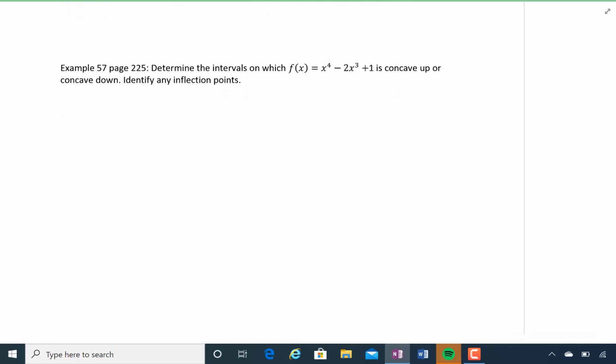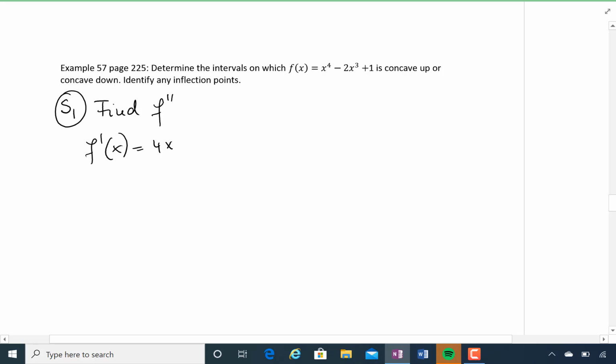Determine the intervals on which f of x equals x to the fourth minus 2x to the third plus 1 is concave up or concave down. Identify any inflection points. So step 1, find the second derivative of f. So f prime of x is 4x to the third minus 6x squared. f double prime of x is 12x squared minus 6x.